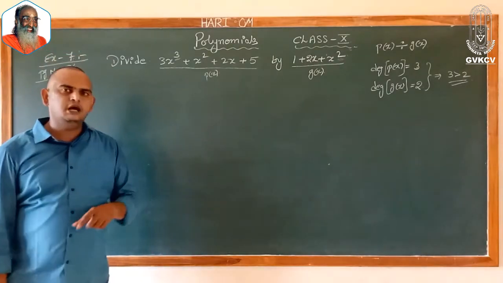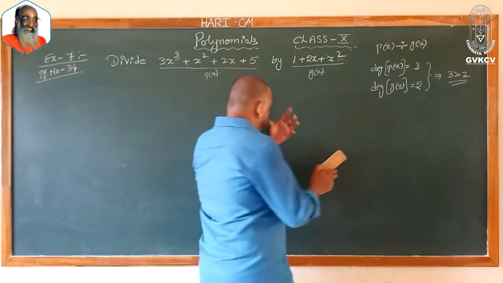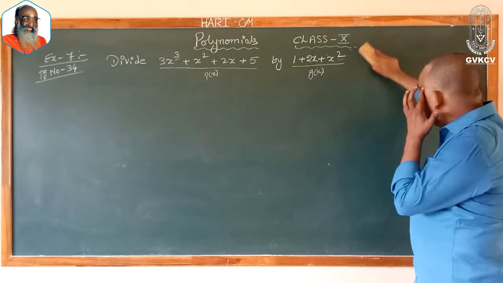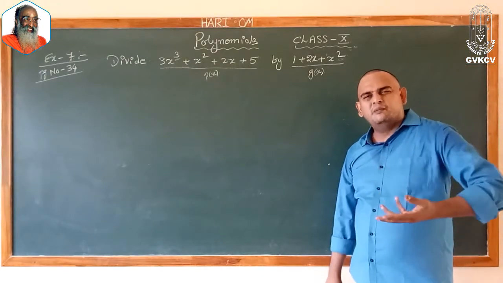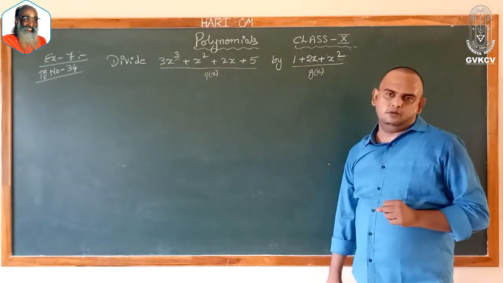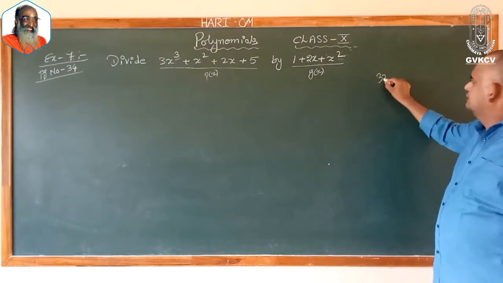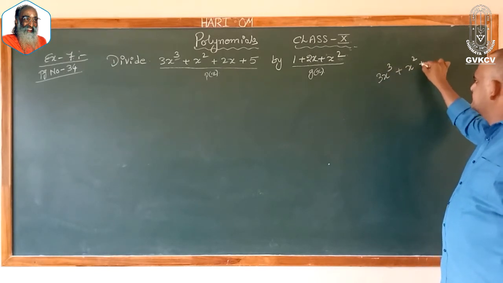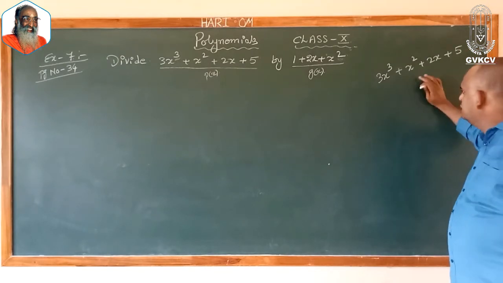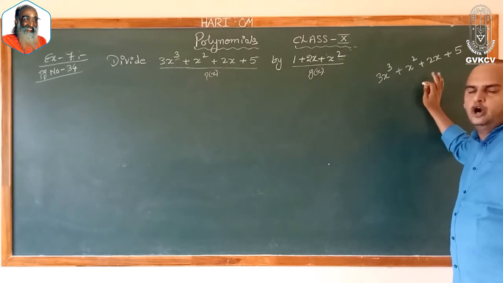Now, another condition is that we have to check whether the given polynomial is a complete polynomial or an incomplete polynomial. What is the meaning of complete and incomplete? For example, let us take the given polynomial 3x cube plus x square plus 2x plus 5. First, you need to check whether you have all the terms in this polynomial or not.